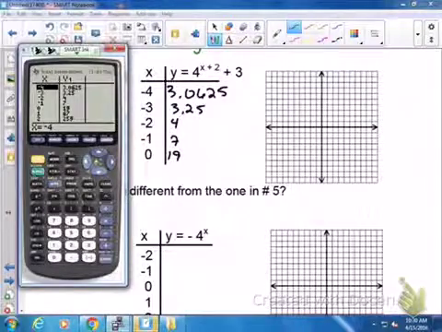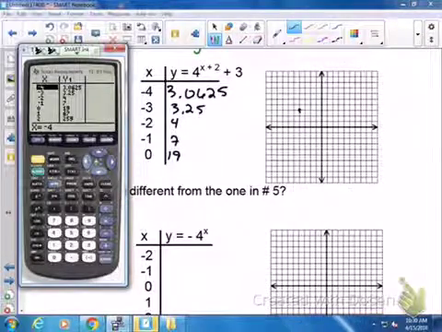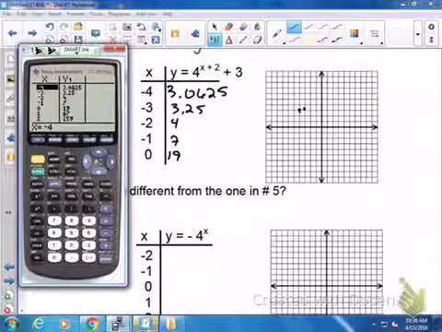So let's go ahead and plot. -4, a little above 3. -3 is just a little bit above that last one. And -2 is at 4.